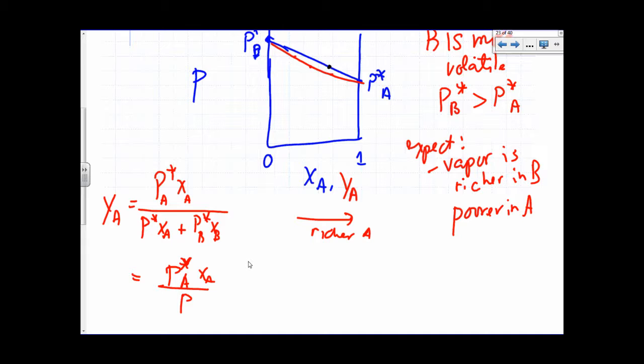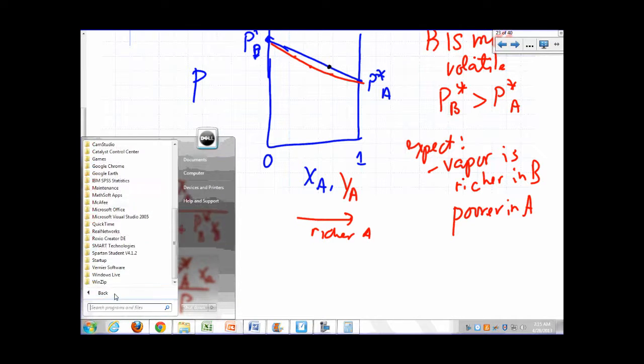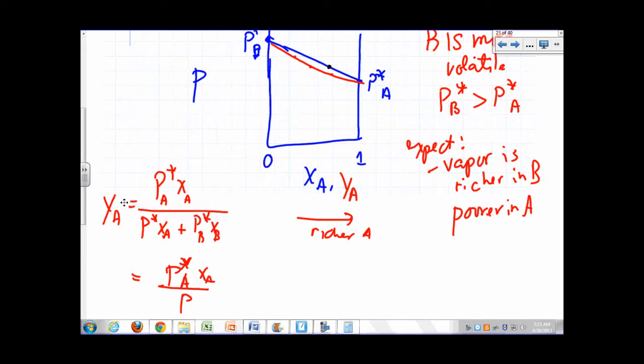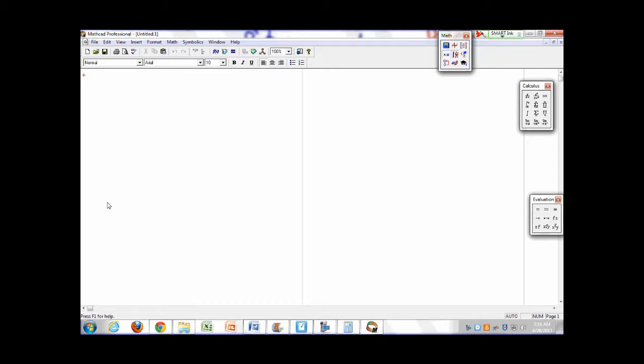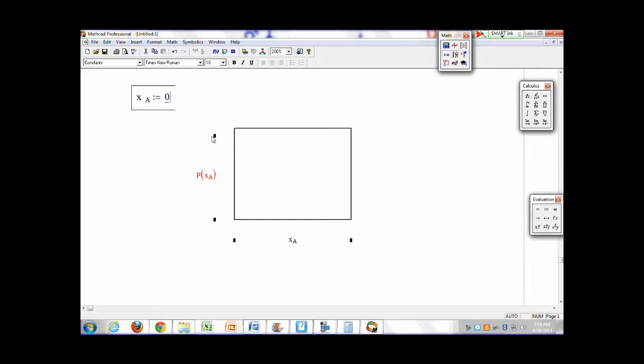Let's see if we can create that graph using MathCAD. And let's just use some real numbers. So I need to do a graph that plots the total pressure versus mole fraction of A. So I need to define my x of A. I'm going to go from 0 to 1, in steps of 0.01. So 0, comma, 0.01, the semicolon shows up as dot dot, and then up to 1.